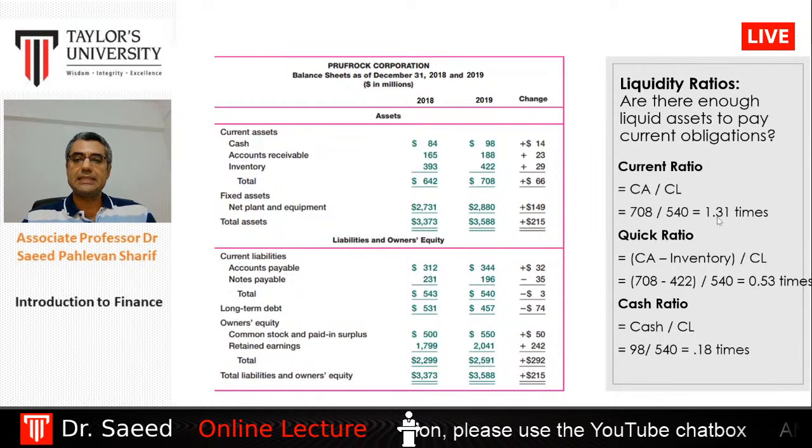So the second ratio we want to discuss is the quick ratio.